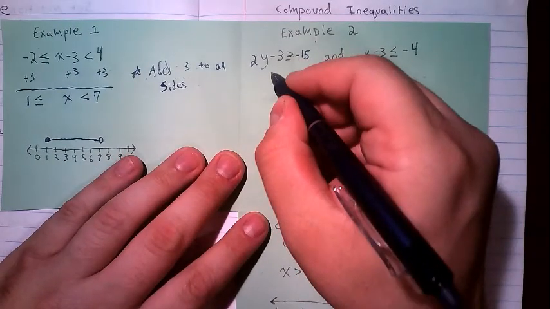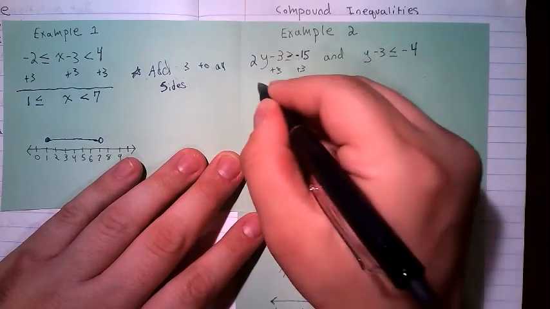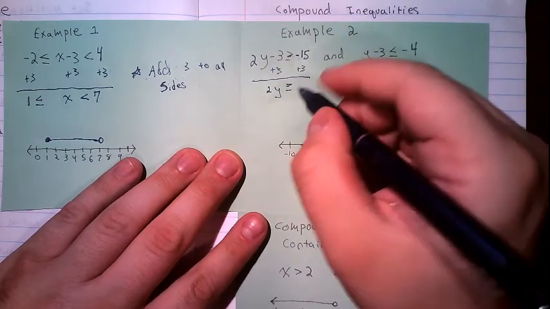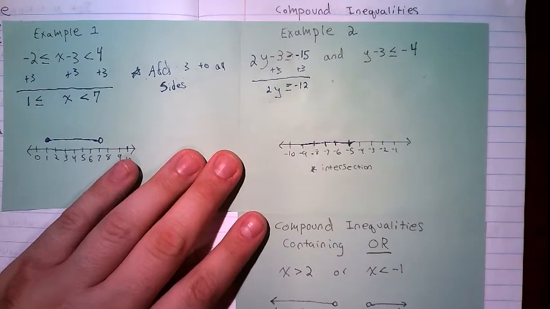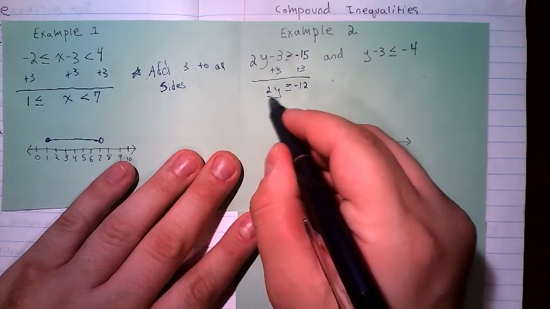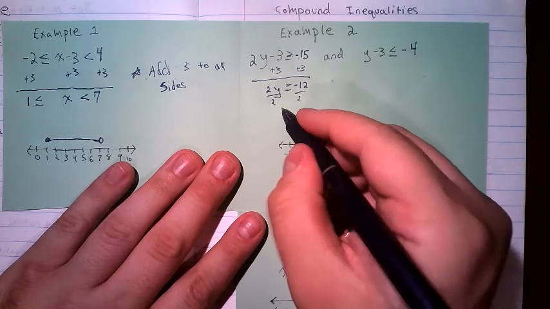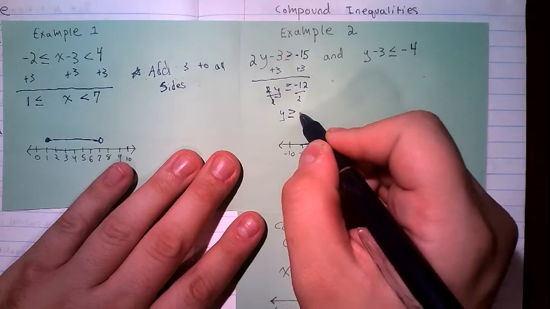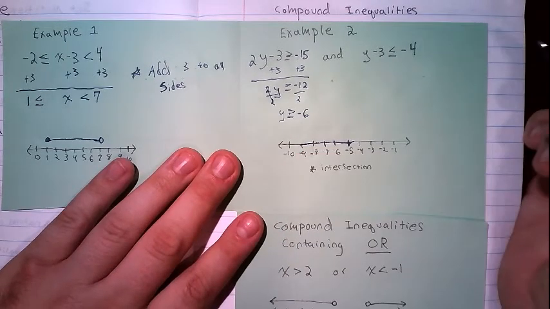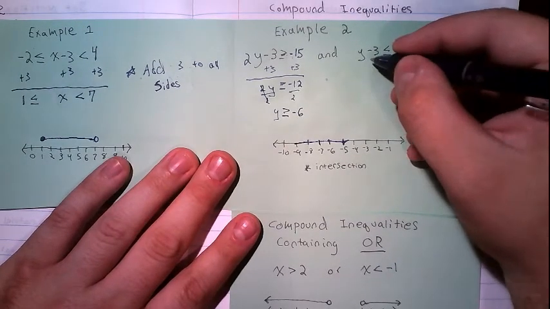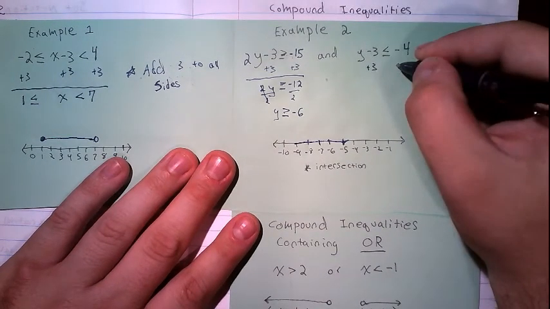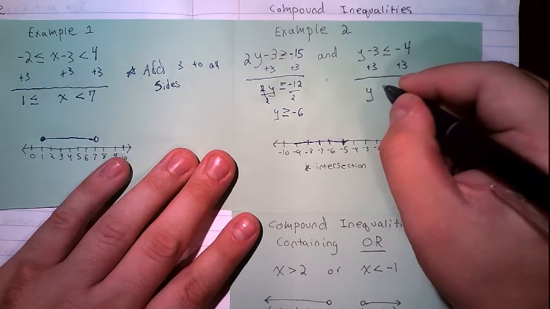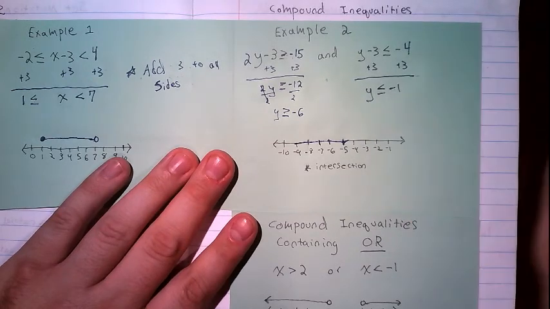On the left side, I'm going to add 3 to both sides. And I'm left with 2y is greater than or equal to negative 12. I keep going, divide by 2. And I'm left with y is greater than or equal to negative 6. On the right side, I'm just adding 3 to both sides. And I'm left with y is less than or equal to negative 1.